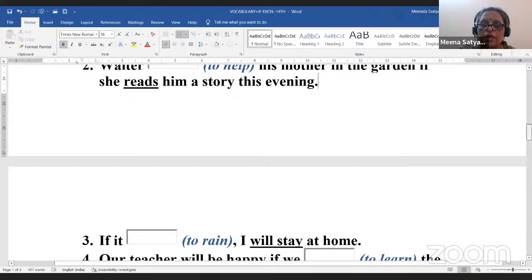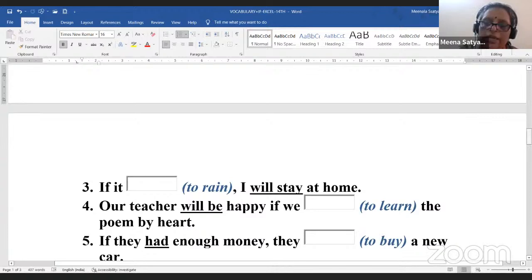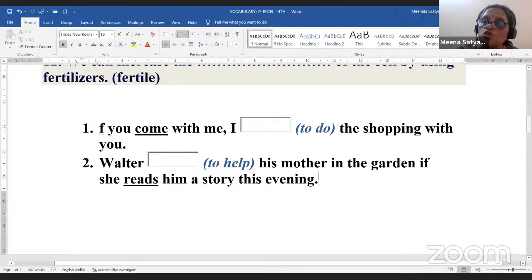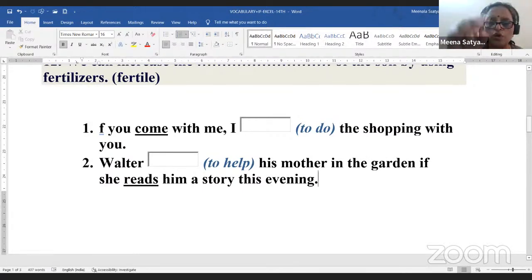If it rains, I will stay at home. Our teacher will be happy if we learn the poem by heart. Now, till 4, can you see a pattern? Okay. If you come with me, I will do the shopping with you. Walter will help his mother in the garden if she reads him a story this evening. Now, let me explain.